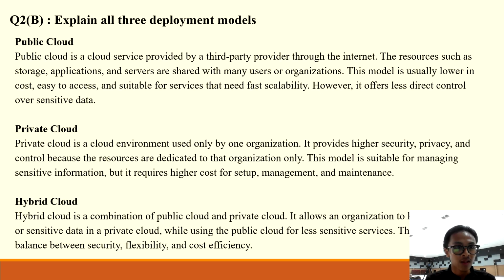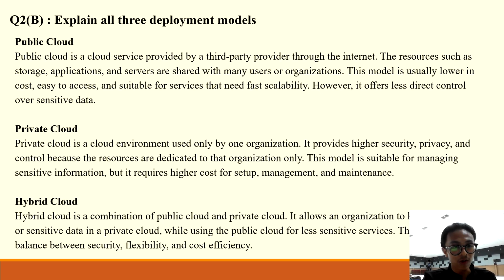So the first one is a public cloud. It is a cloud service provided by a third-party provider through the internet. The resources such as storage, applications, and servers are shared with many users or organizations. This model is usually lower in cost, easy to access, and suitable for services that need fast scalability. However, it offers less direct control over sensitive data.